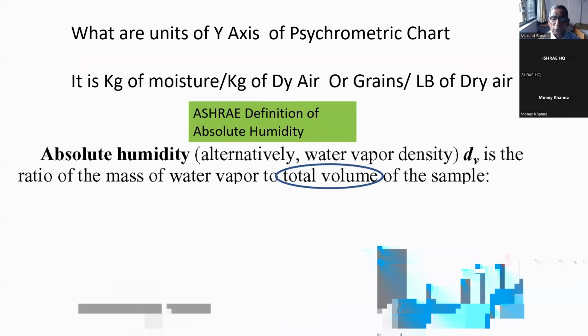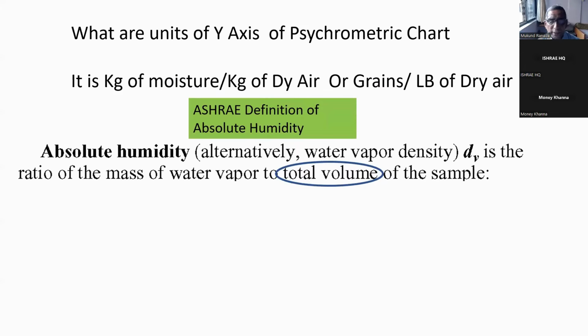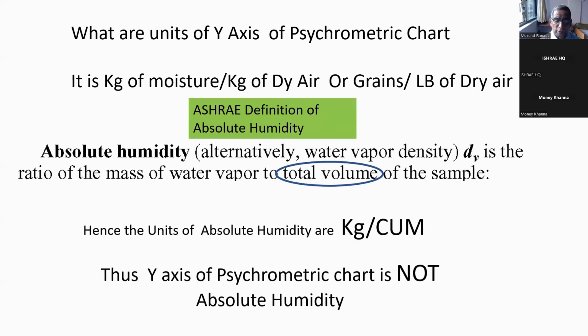What is the unit of absolute humidity by ISHRAE? ISHRAE defines absolute humidity as the ratio of mass of water vapor to the total volume of the sample. So it is related to the volume of the sample. Absolute humidity is not kg of moisture per kg of dry air, but kg of moisture per volume of the sample. Sometimes people take it as specific humidity. So the unit of absolute humidity is kg per cubic meter and not kg per kg.